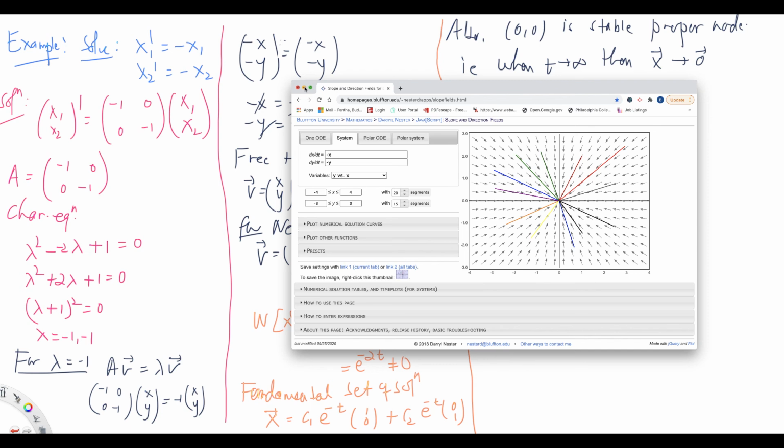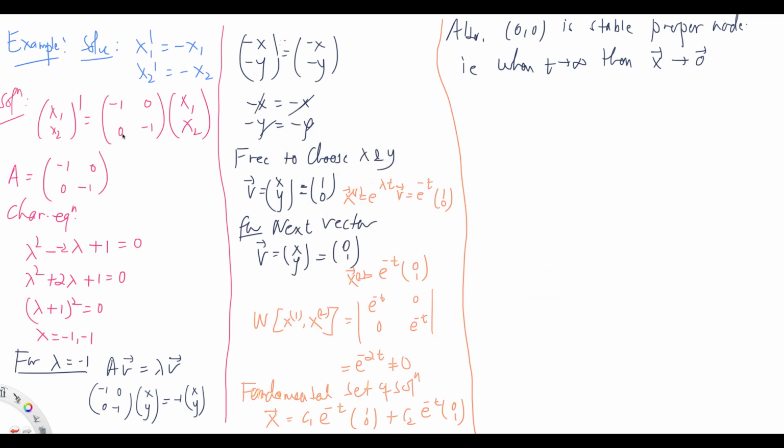Okay guys, so this is how you solve the case where the coefficient matrix A is diagonal. In the next example, I'm going to show you how to do the problem if the matrix A is not diagonal.